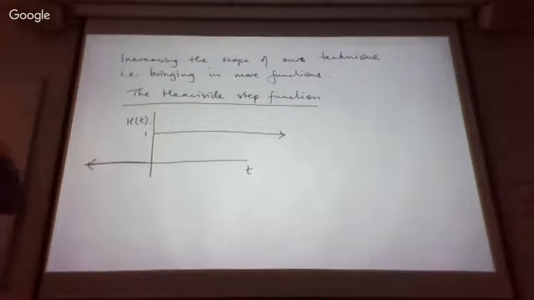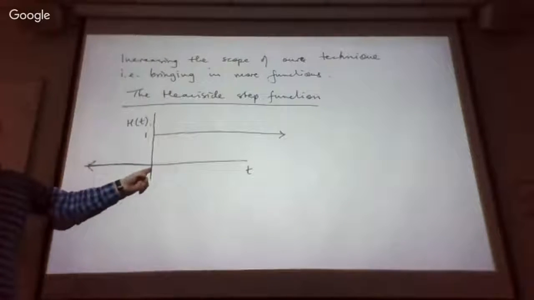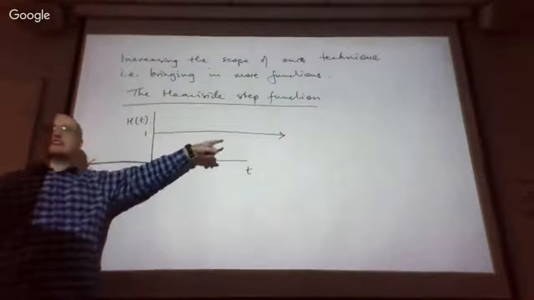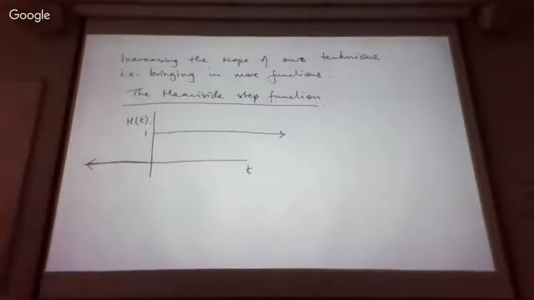Basically, the Heaviside step function is 0 for every negative value of t, and it takes the constant value 1 for every positive value of t.